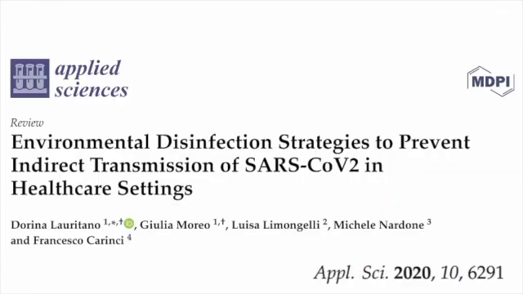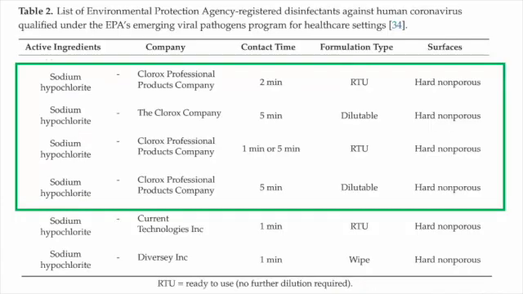Of course, if you look at the most recent review paper on this topic, published not surprisingly in late 2020, which focuses on environmental disinfection, specifically in the context of COVID-19, you find that sodium hypochlorite and hypochlorous acid, different products from the Clorox company, are things that feature.